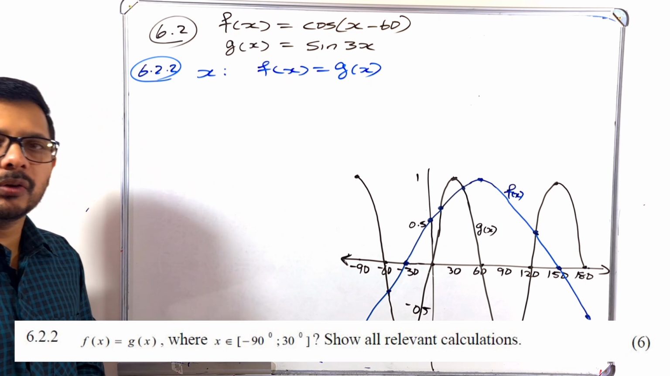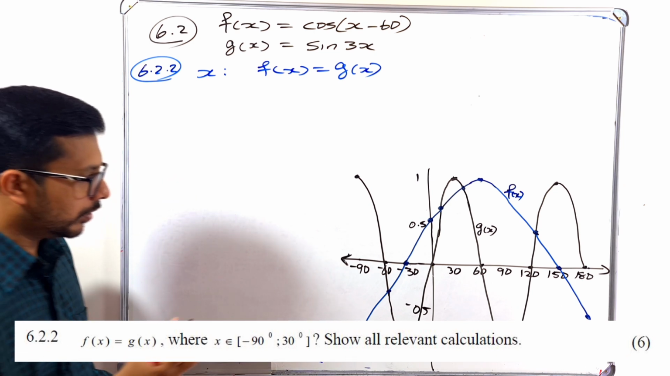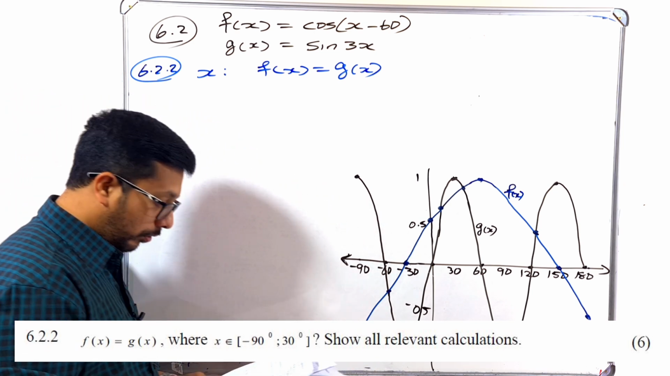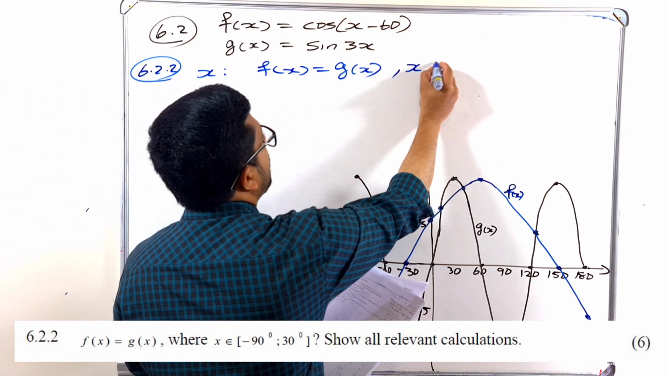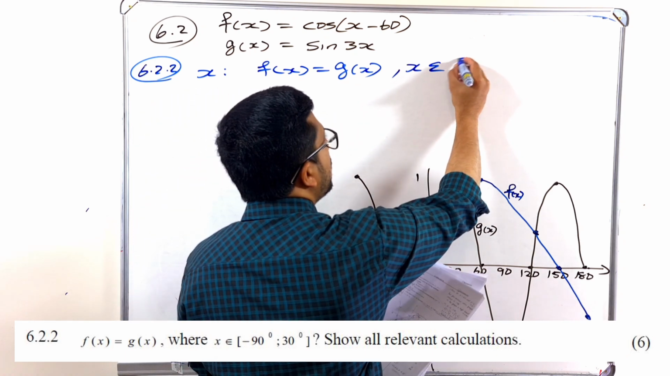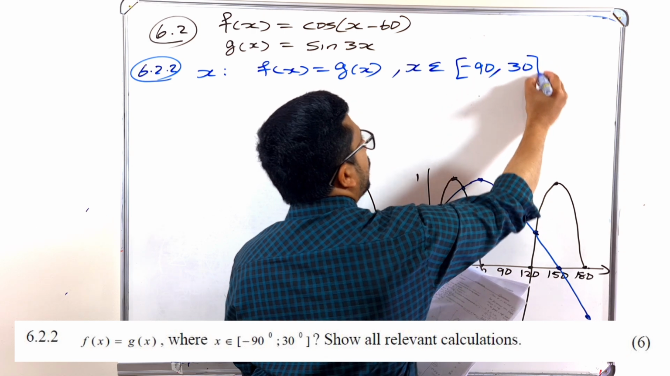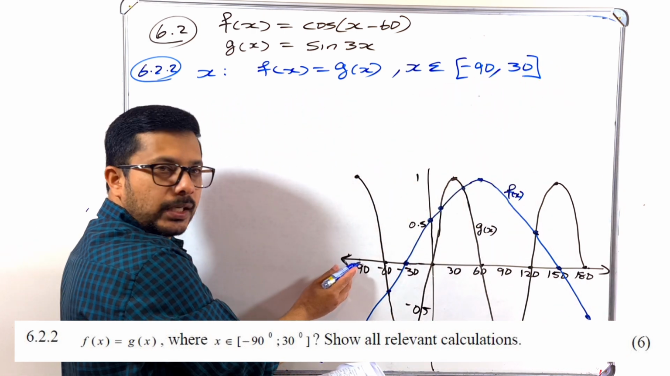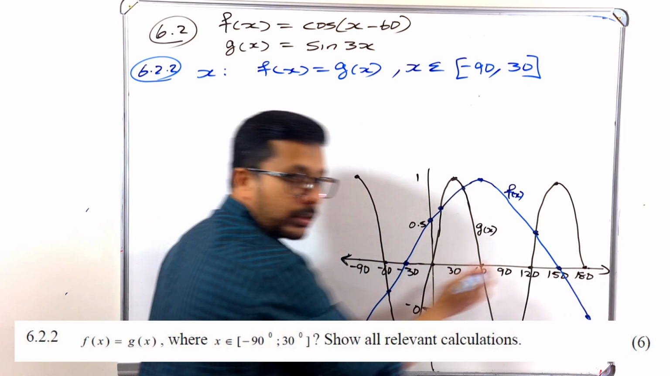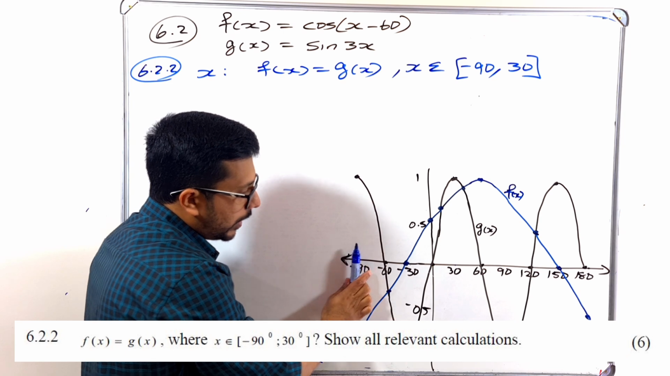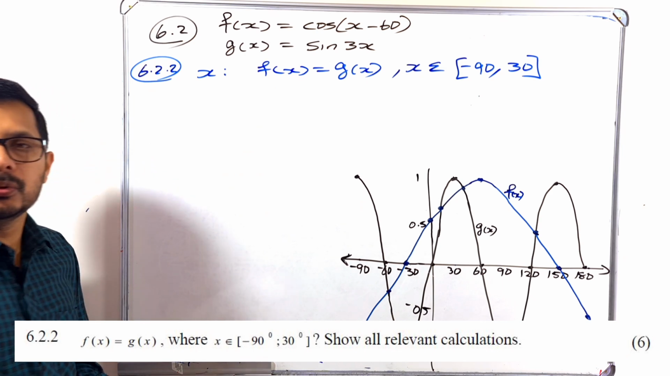What is the meaning of f of x is equal to g of x? The intersecting point where both the graphs intersect. And what is the interval? Oh, there you must be careful. Look at the interval. X is an element of minus 90 to positive 30. So here we have to consider only from minus 90 to positive 30, between these two, not up to here. You understand? So between minus 90 and positive 30, what are the values of x where f of x is equal to g of x?